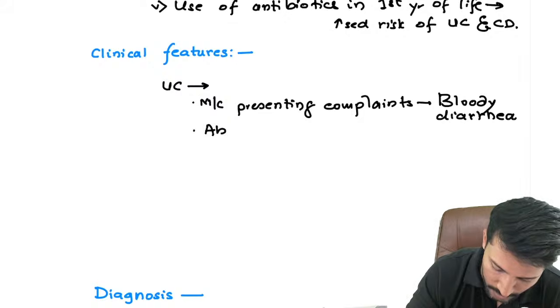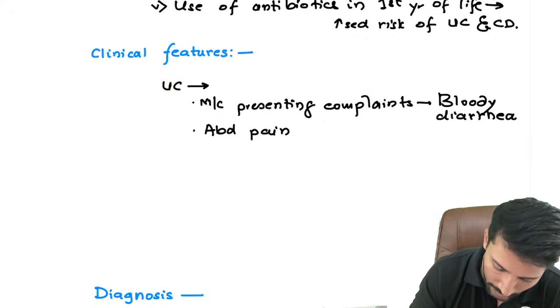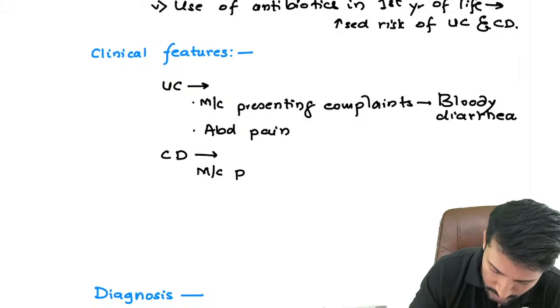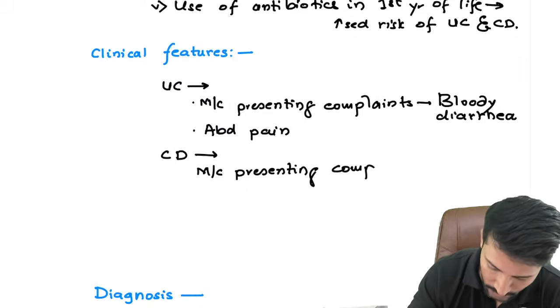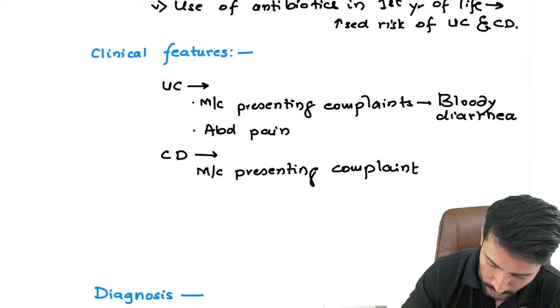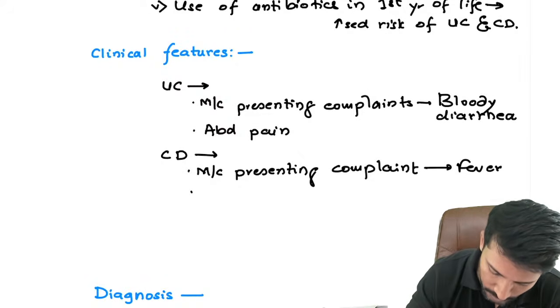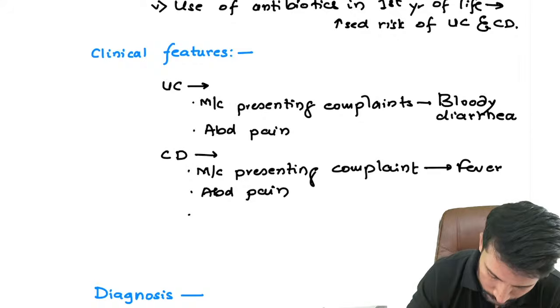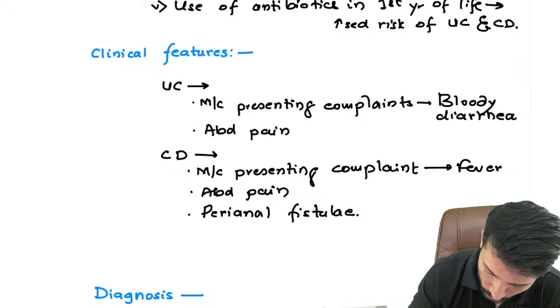Apart from that, they can also present with abdominal pain. And for Crohn's disease, the most common presenting complaint is fever. These patients present with fever. Other than that, they can present with abdominal pain, and they can have perianal fistulae.